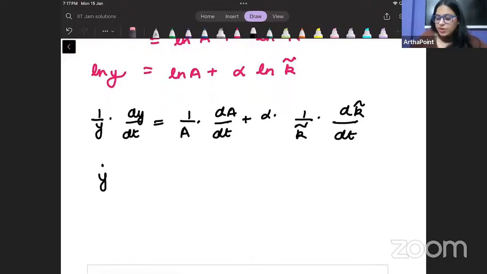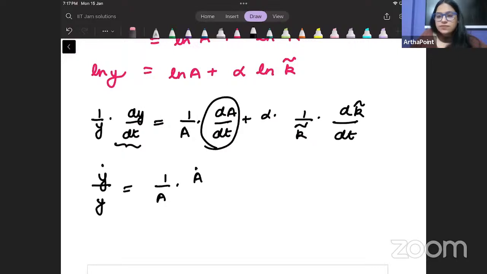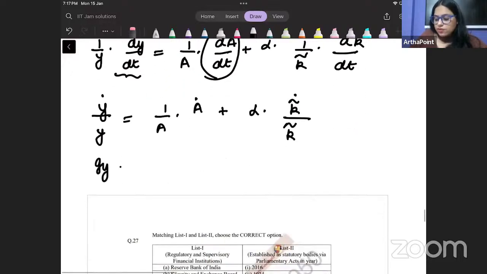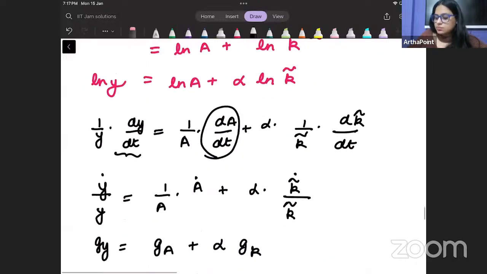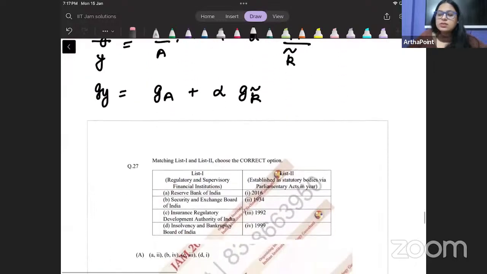ये तो हो जाएगा बच्चे y dot by y. This will be 1 by A. ये वाला part हो गया A dot, change in value with respect to time, plus alpha. ये हो जाएगा k curl dot by k curl. So this will be growth rate of y is equal to growth rate of A plus alpha growth rate of k curl.